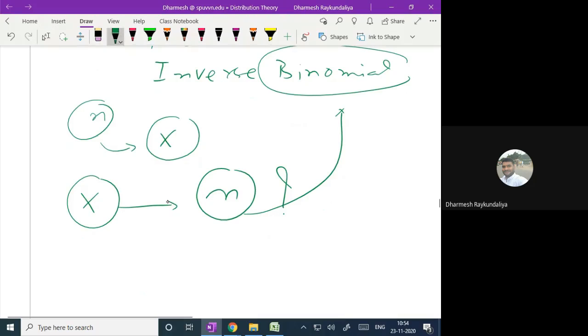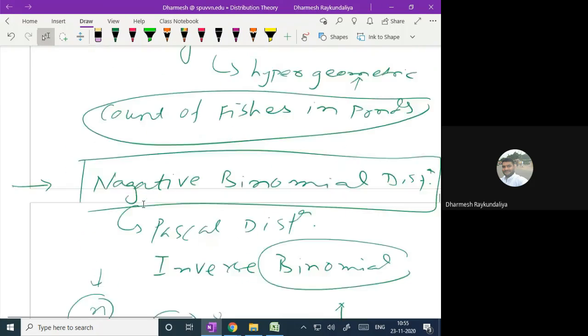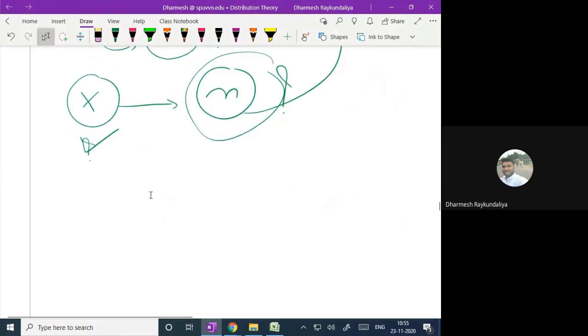In binomial, n is given and we try to find out the probability of success or the event of success. And here the number of successes is given, and we try to identify how many trials are required to achieve these many successes. So this is nothing but the negative binomial distribution.